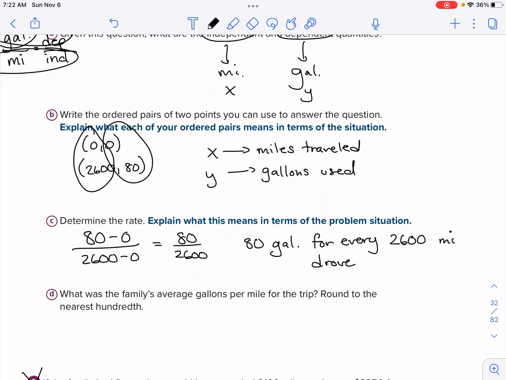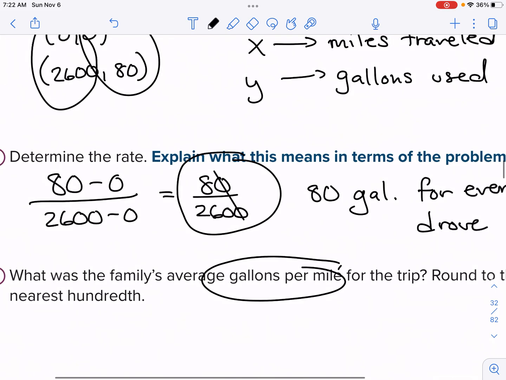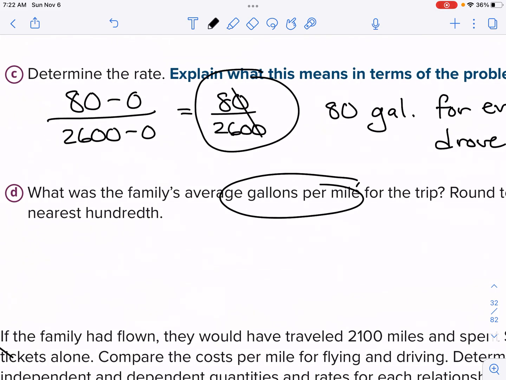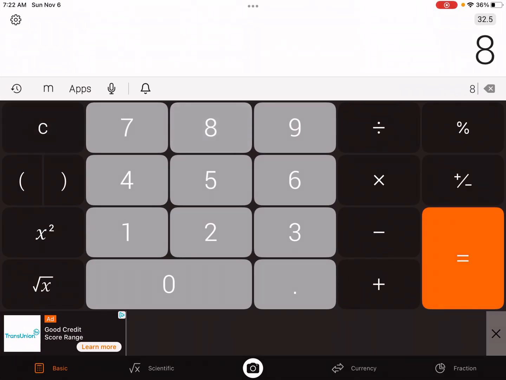Okay, and then here for D, what was the family's average gallons per mile for the trip? And then round to the nearest hundredths place. So we are going to have to divide this out. And again, if you want to use some number sense to try to divide this, instead of 80 divided by 2,600, we could do 8 divided by 260. So let's go back to our calculator and round to the nearest hundredths place. So 8 divided by 260.